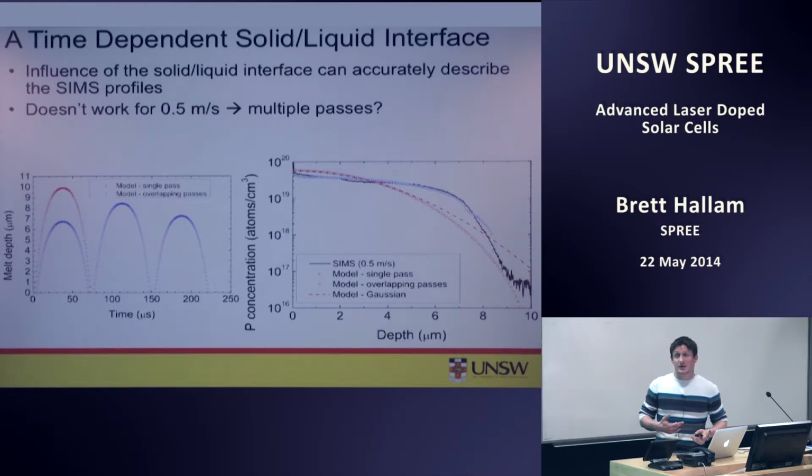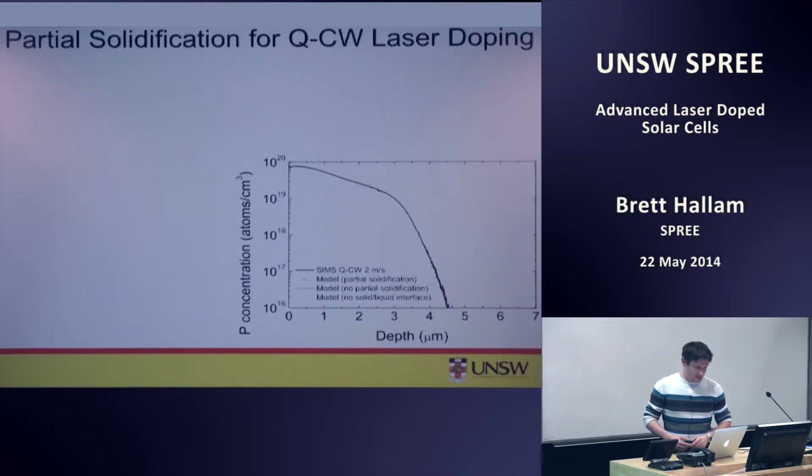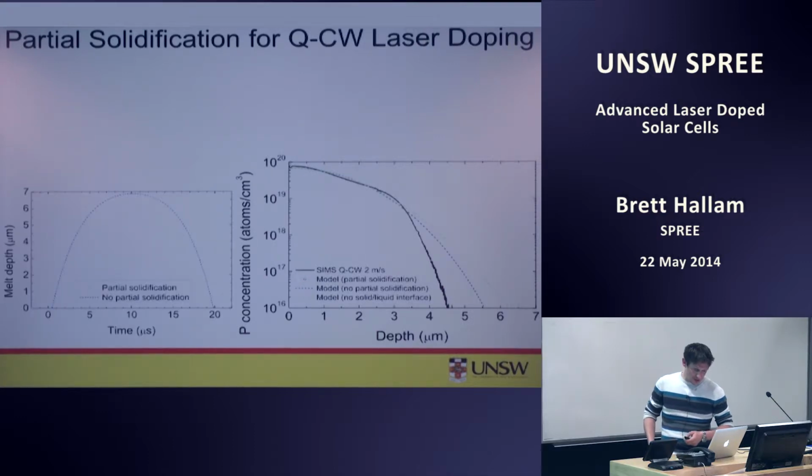And it may also be that we're starting to get into a regime where we could have processes like segregation occurring too. If we start to look at some partial solidification within the molten silicon region when we're using a quasi-continuous wave laser, if we don't have any influence of a solid-liquid interface, we'll actually be expecting a junction depth of about 6 microns in comparison to about 4.5. So now if we take a single pulse, which is the continuous wave case, we expect a junction depth of still about 5.5 microns.